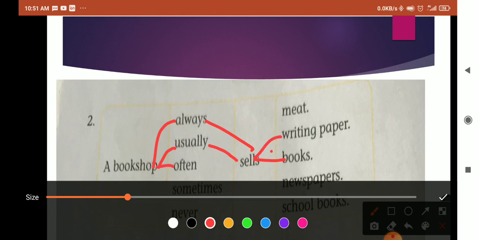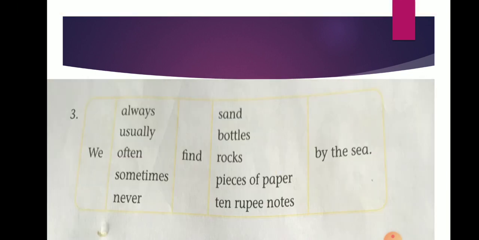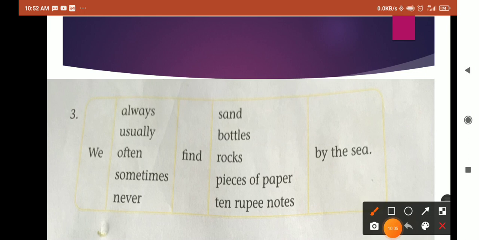Similarly, a bookshop often sells newspapers. A bookshop sometimes, no, meat cannot be, a bookshop sometimes sells school books. A bookshop never sells meat. Okay, so with this we can match and make the sentences.